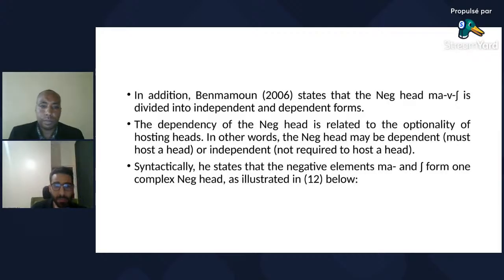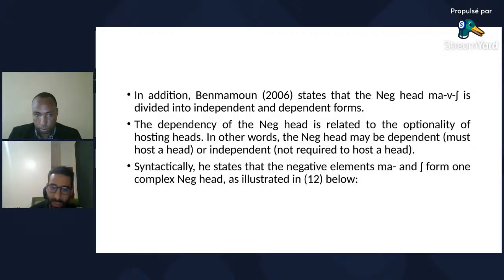In addition, Ben Mamoun states that the neghead verb sh is divided into independent and dependent forms. The dependency of the neghead is related to optionality of hosting heads. In other words, the neghead may be dependent, must host a head, or independent, not required to host a head.